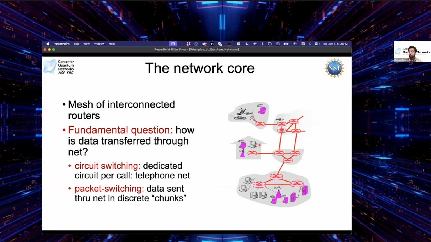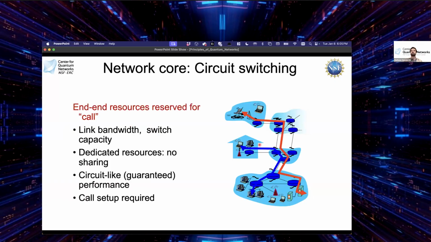And we have packet switching, which is a different paradigm where the data that is communicated through the network core is broken into chunks, discrete chunks that are propagated between the routers from source to destination. Okay, so let's dive deeper into circuit switching.